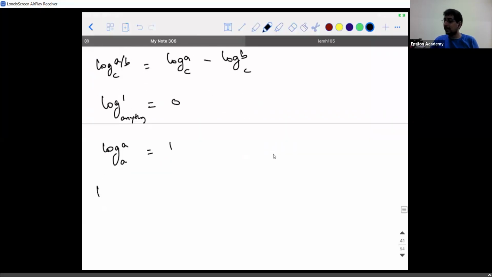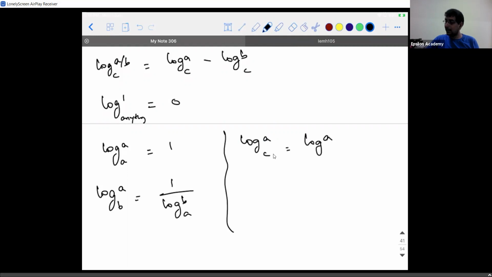Similarly, log of A base B is equal to 1 divided by log of B base A. Similarly, log of A base B can be written as log of A base C into log of C base B. These are all the main properties that we are going to use in mathematics to solve problems.